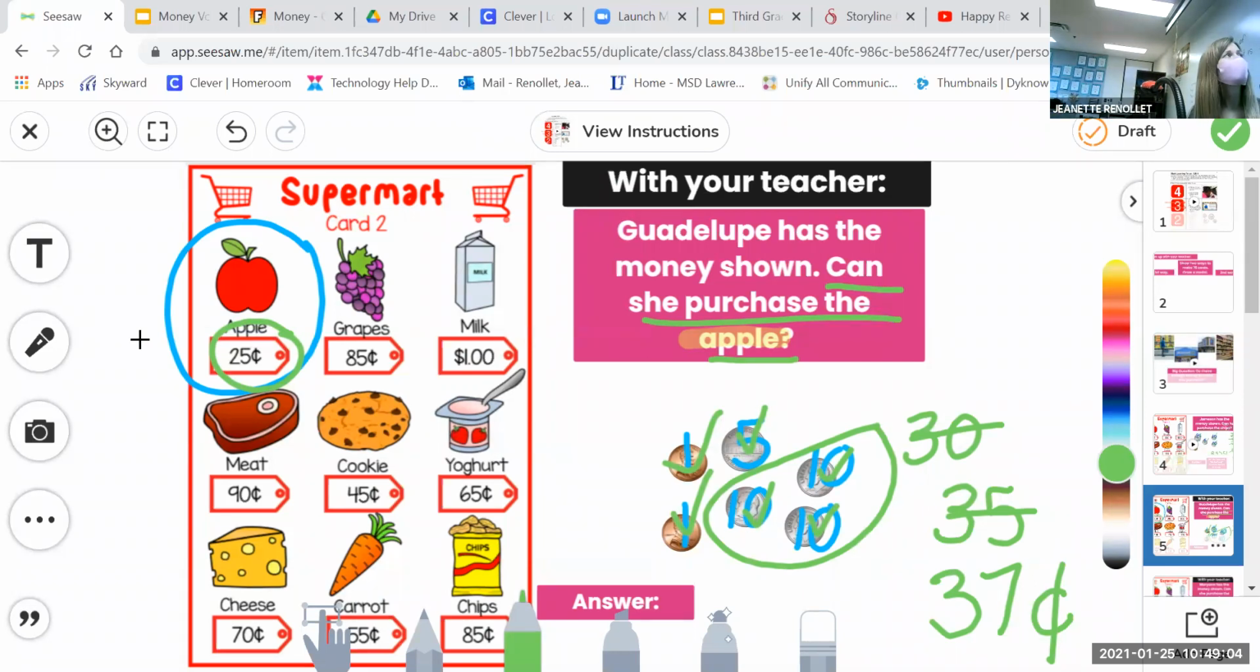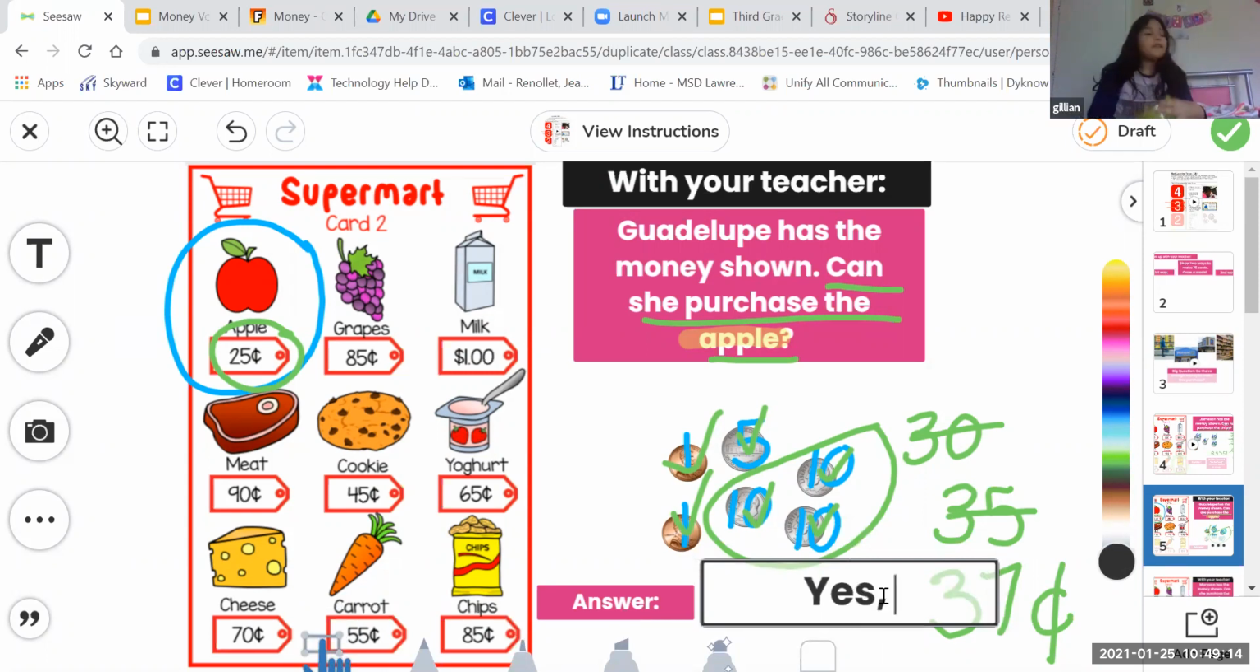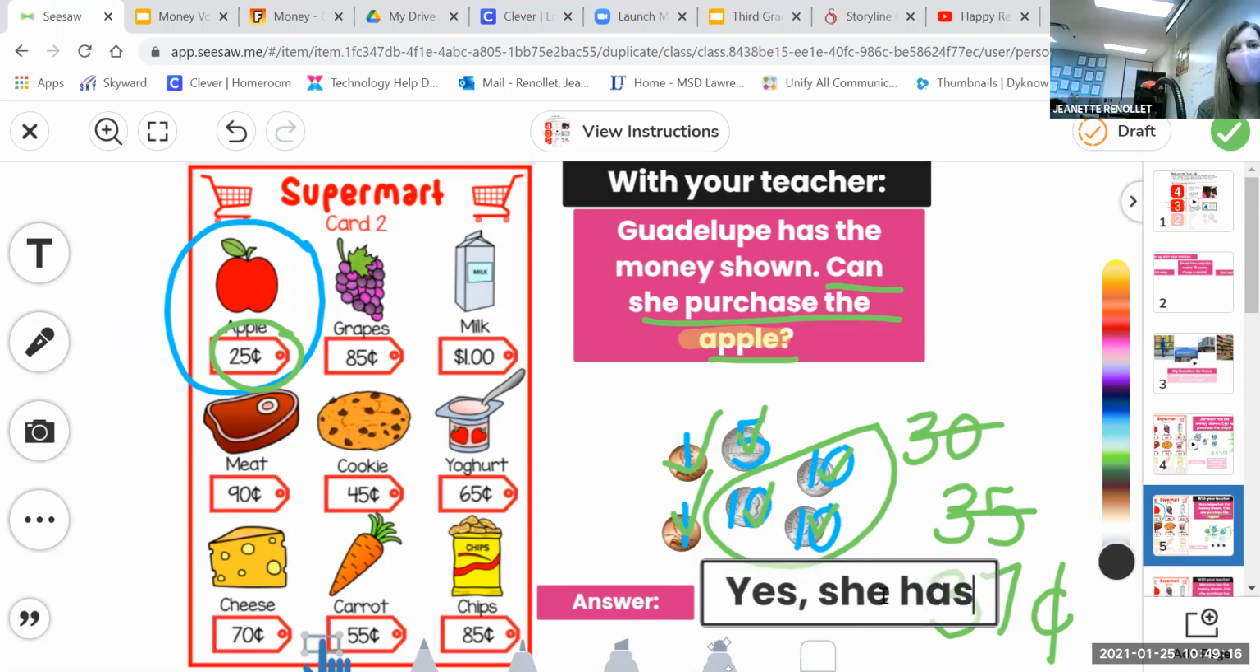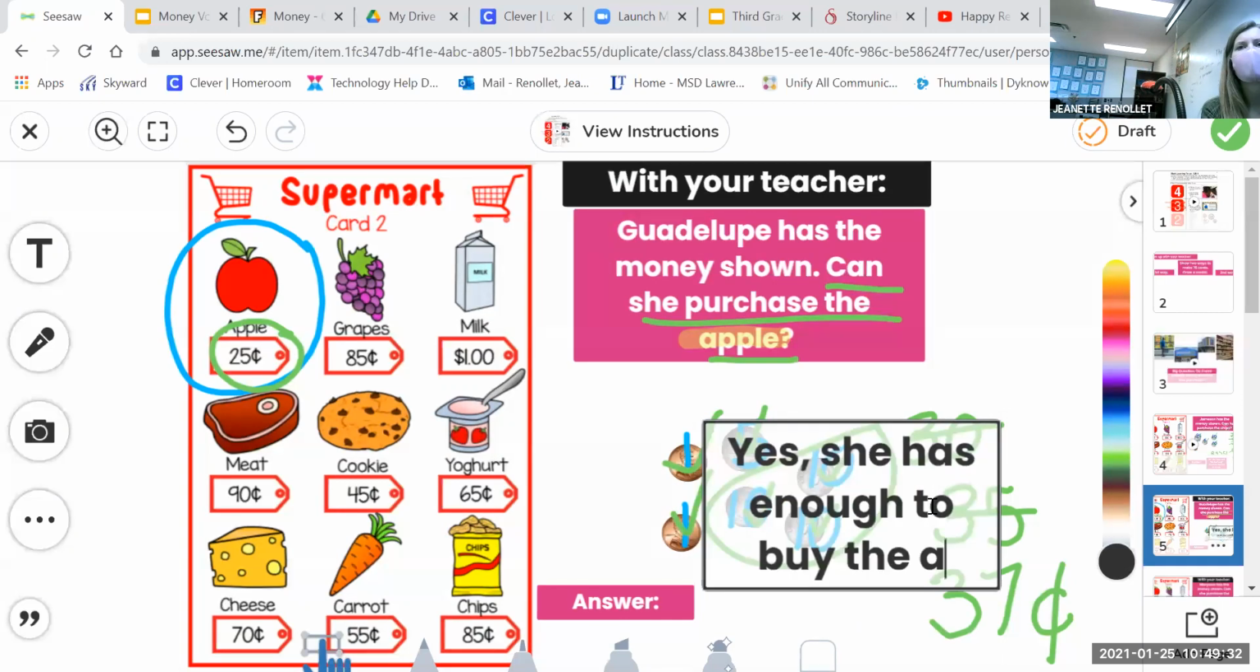We're going to answer today in a complete sentence. So practice with me, finding your type tool, and we're going to answer in a complete sentence. Yes, she has enough. I'm going to scoot it up so everybody can see. Yes, she has enough to what? What's our question? Buy the apple. She has enough to buy the apple.